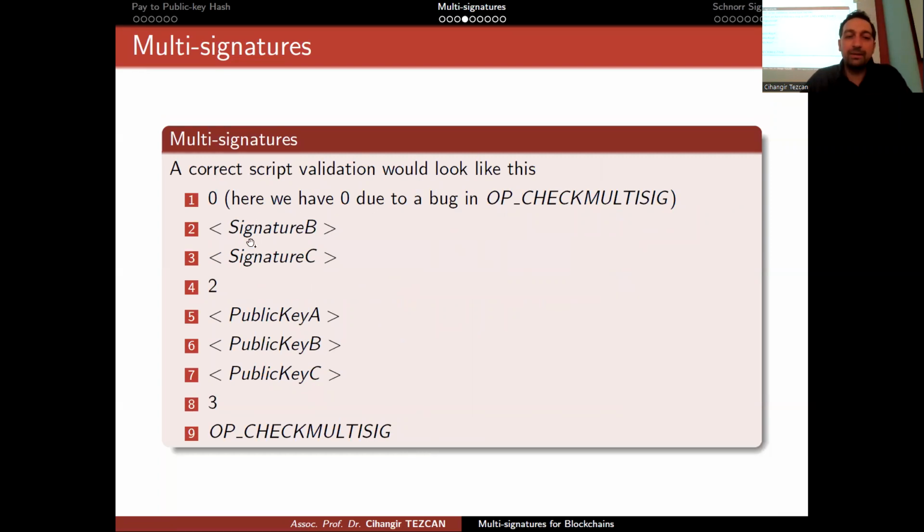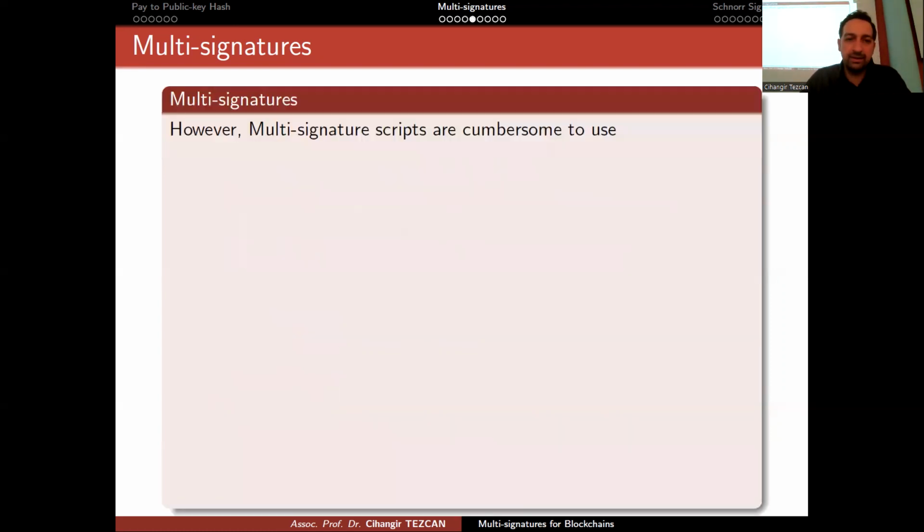So you provide at least 2 signatures, and in the original script, it should be like this, 3 out of 2, and these are the 3 public keys. So this check multisig actually doesn't care about this first input and checks if 2 signatures belong to any of these public keys, okay? So this is how you spend such a multi-signature.